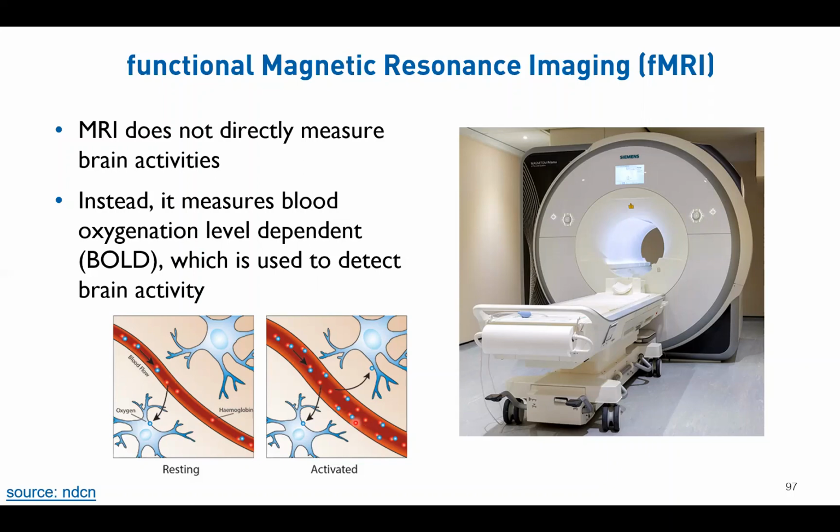So this machine measures the BOLD signal, and we use that as an indirect measure of the brain. So if we observe a higher BOLD signal, we know that the brain is more activated because more oxygen is needed. And if we do not observe a high BOLD signal, then that means the brain is not activated, using the evidence that the brain doesn't require that much oxygen during one experiment. Okay, this is the idea.